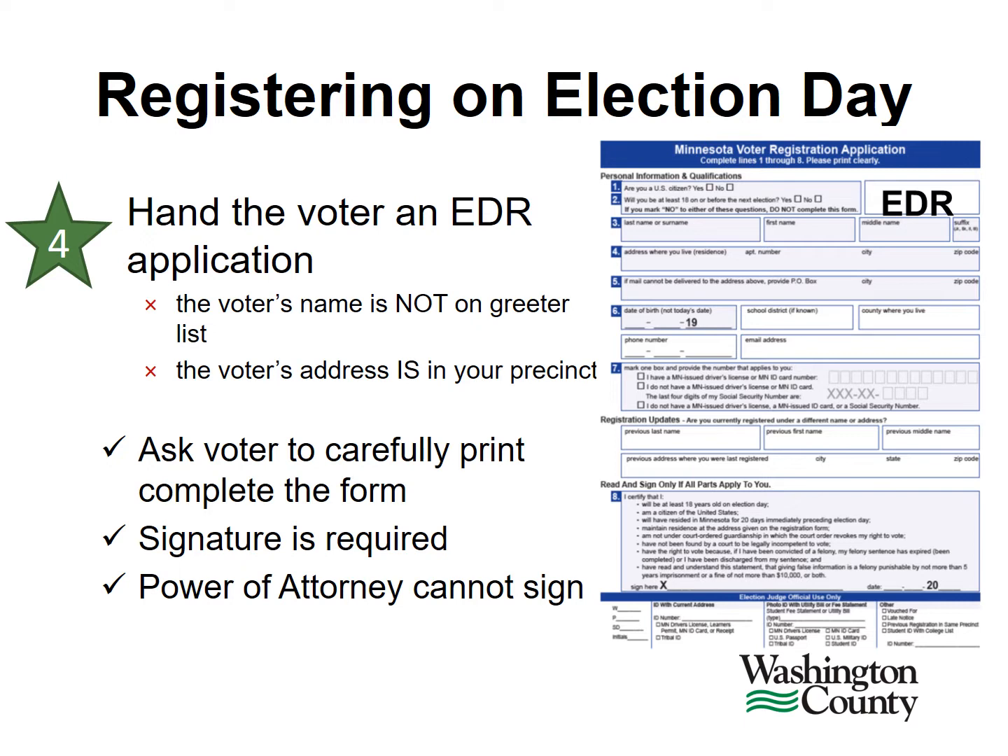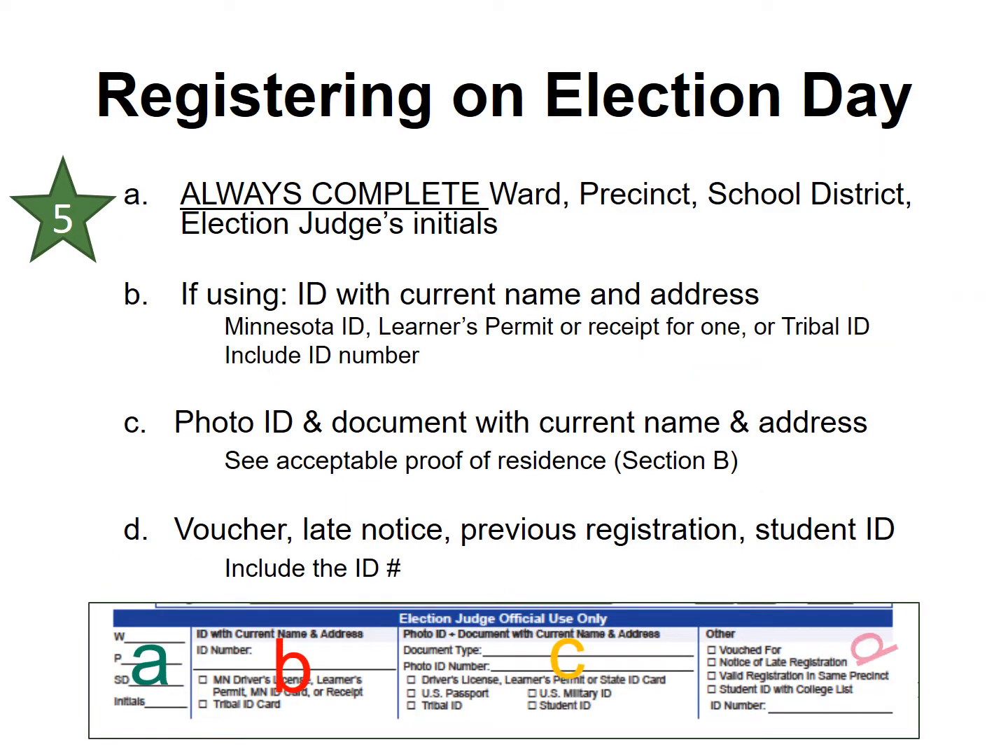Please note that a power of attorney cannot sign for a voter. If the voter is unable to sign the application, have them make their mark on the signature line. Once the voter has completed their Election Day registration application, the election judge needs to complete the ward, precinct, school district, as well as initial on the bottom in box A.